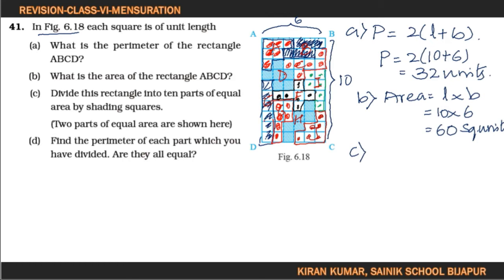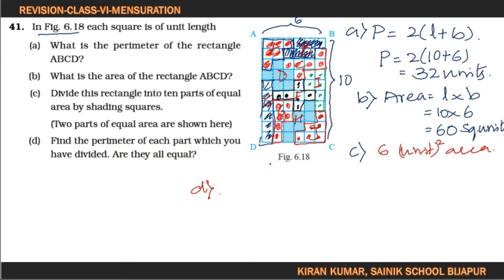So these are the equal parts. Let's answer. We have made 6 unit square area. Let me consider the next question. Question number D. Find the perimeter of each part which you have divided.